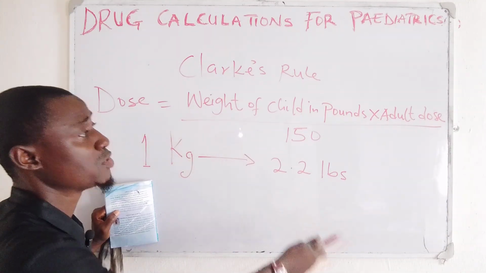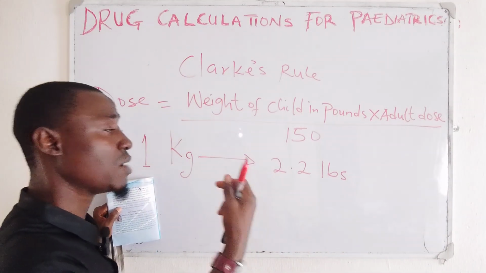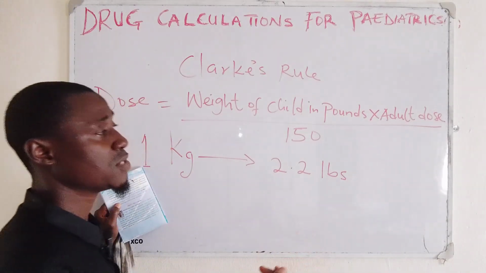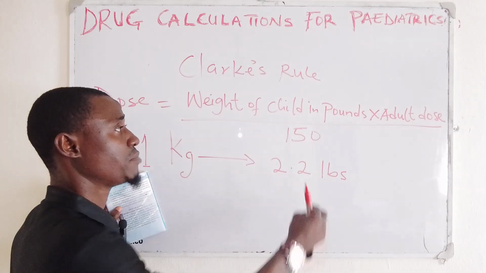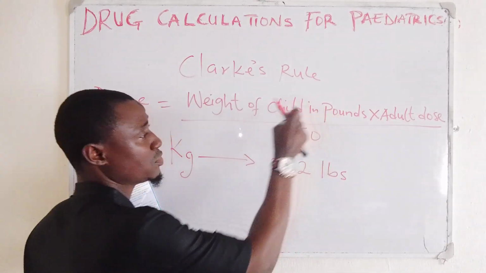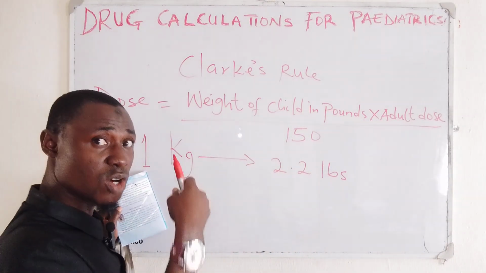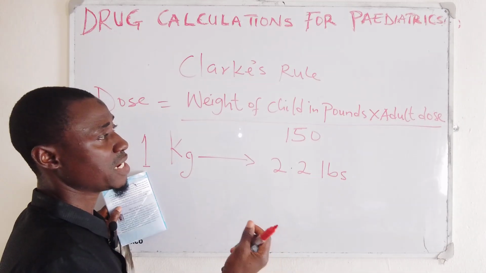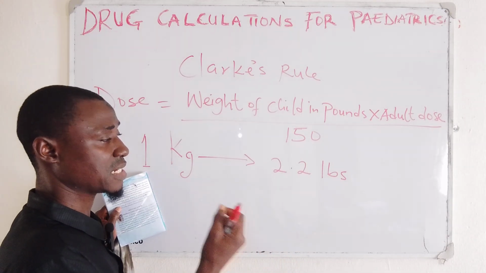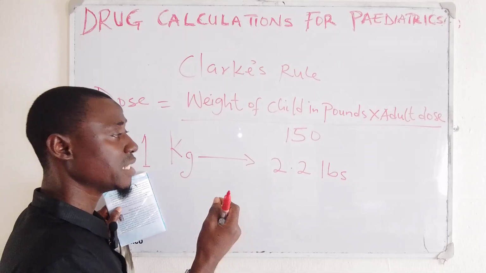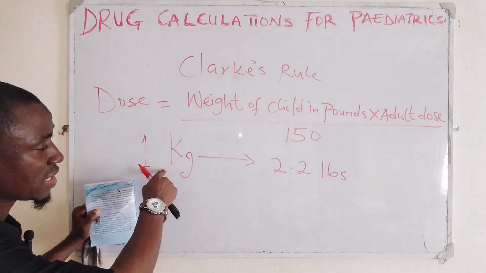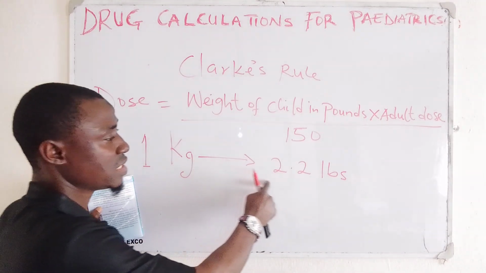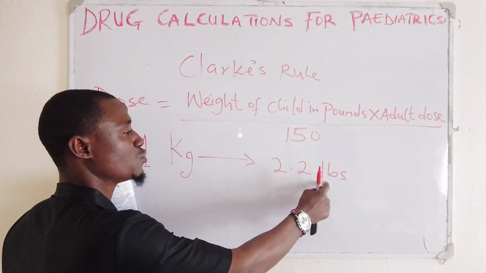If the weight of the child is in pounds, for instance, you are in a facility where your instrument for measuring weight is calibrated in pounds, you can easily use that weight without converting. But if you are in a setting where your instrument is calibrated in kg, then of course you have to apply this basic conversion that says 1 kg is the same as 2.2 pounds.